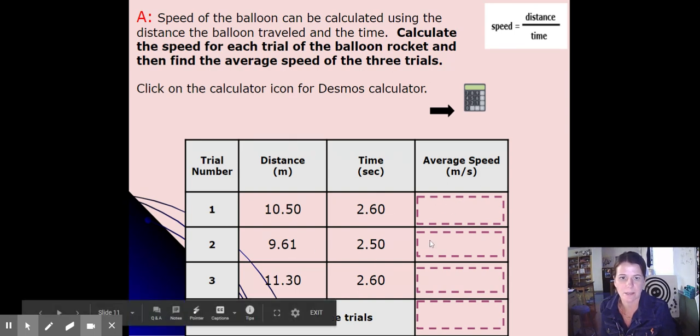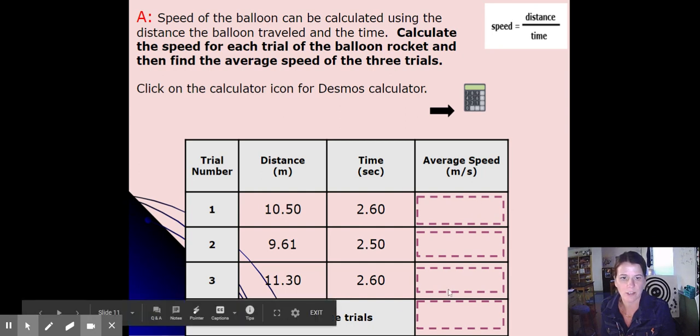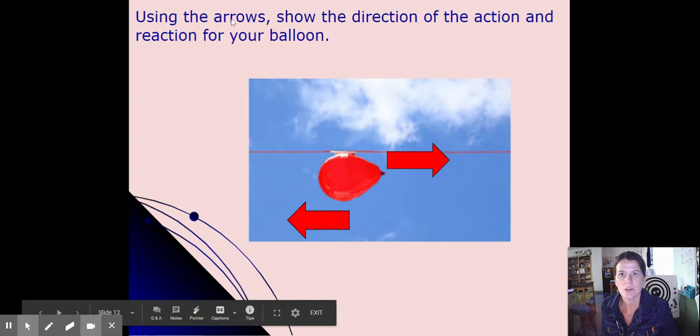So distance divided by time would be your average speed. To get the average of all 3 trials, you're going to add those 3 trials together and divide by 3.